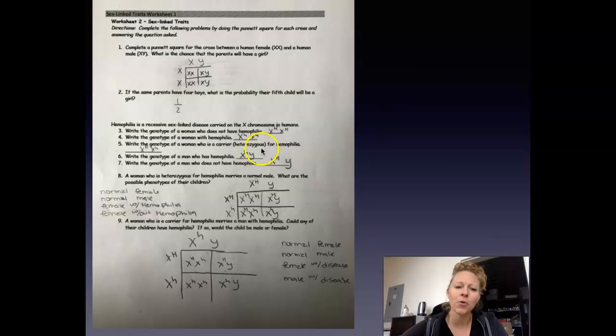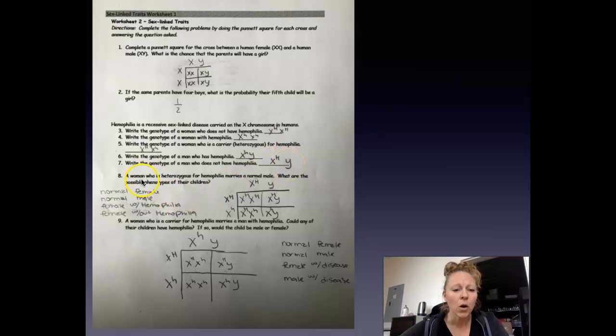We know that we cannot put the H on the Y chromosome because the Y chromosome does not carry that gene. Remember that the Y chromosome is much smaller and it's missing many of the genes that are on the X chromosome. So therefore, write the genotype of the man who does not have hemophilia. On his X chromosome is a healthy gene, and on the Y, the gene isn't present.